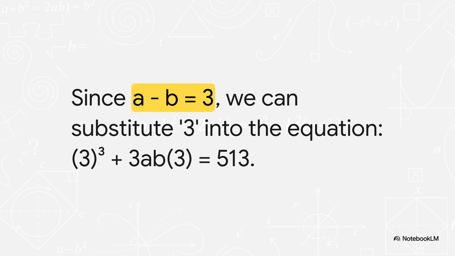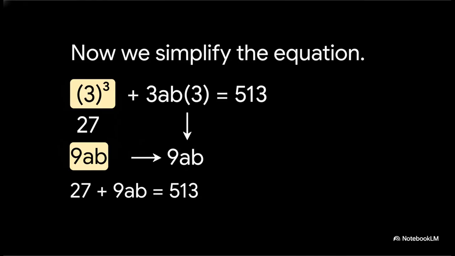Okay, next up we grab our other clue, a minus b equals 3. So anywhere you see a minus b in that equation, we're just going to swap it out with the number 3. Let's plug it in. Okay, now we just need to clean this up a bit. So 3 cubed, that's 3 times 3 times 3, which is 27. And then 3 times ab times 3, well, that simplifies down to 9ab. And just like that, our equation looks a whole lot cleaner, doesn't it? We're getting so much closer.